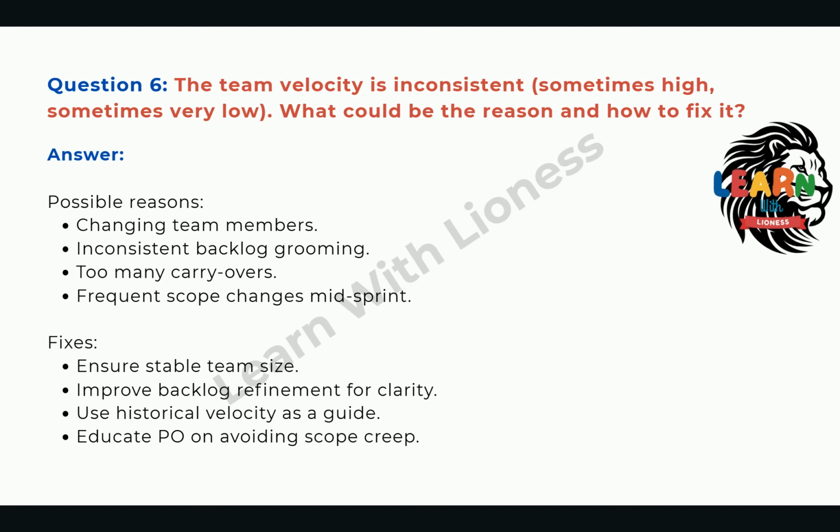frequent scope changes mid-sprint. Fixes: ensure stable team size, improve backlog refinement for clarity, use historical velocity as a guide, and educate the PO on avoiding scope creep.